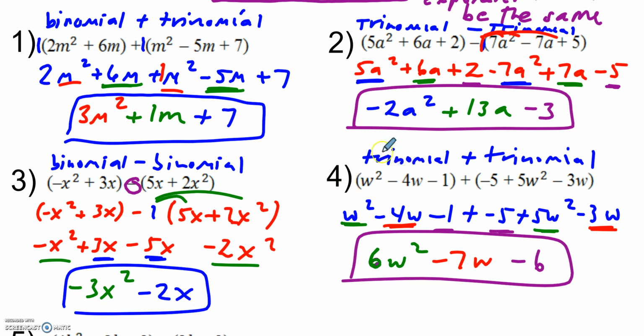Number 4, I was adding a trinomial plus another trinomial. When I distributed, I was distributing a positive 1, which did not change any of the signs, so I just combined like terms. Got the 2w squareds to be 6w squared, because there's really a 1 there. Negative 4w and negative 3w is negative 7w. Negative 1 and negative 5 is negative 6.